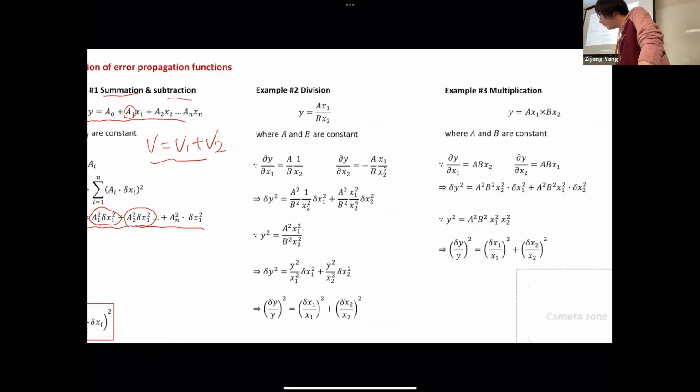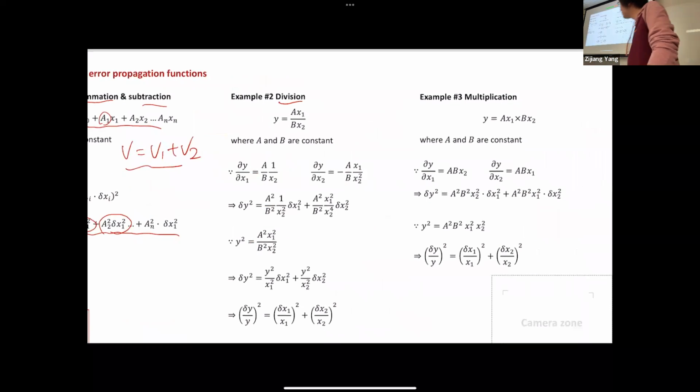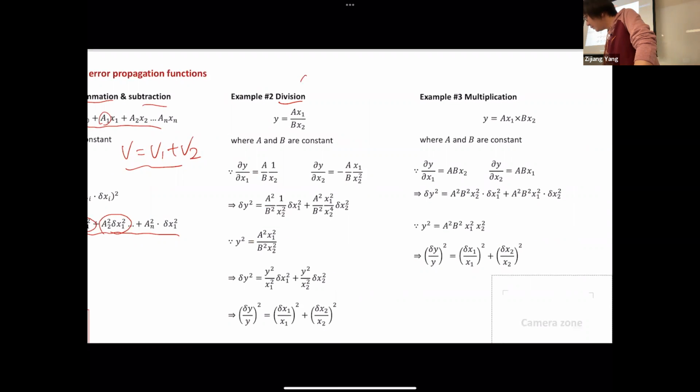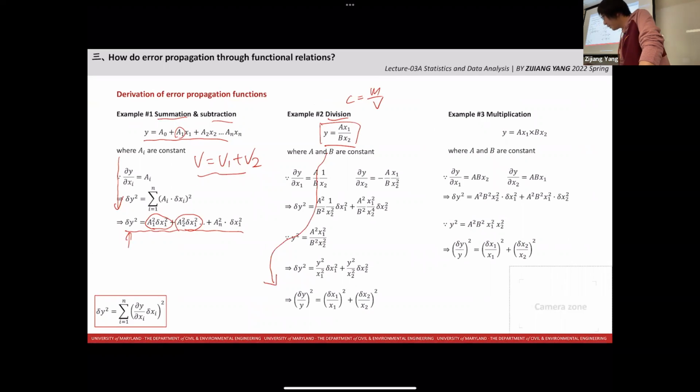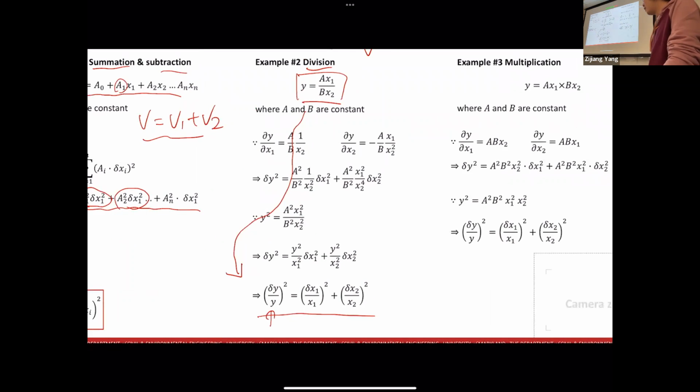And so for division, which we also frequently use, like the concentration equals the mass divided by the volume, the general form is like this. And again, we are not going to talk about how to derive that, but here is the result. This result shows that the relative error of y, when we take the square, equals the sum of the squares of the relative error of each component. So it has this form.